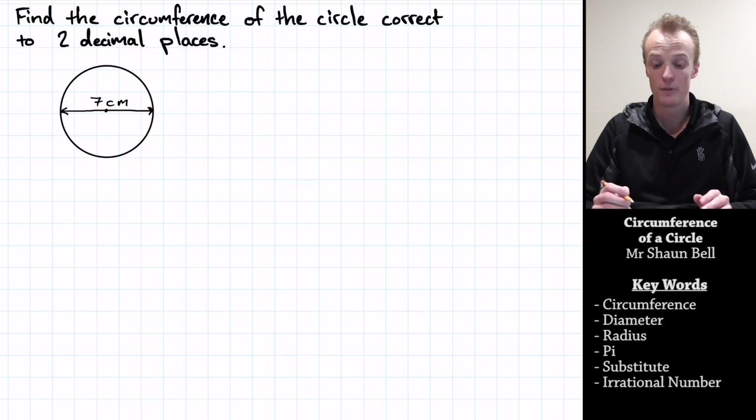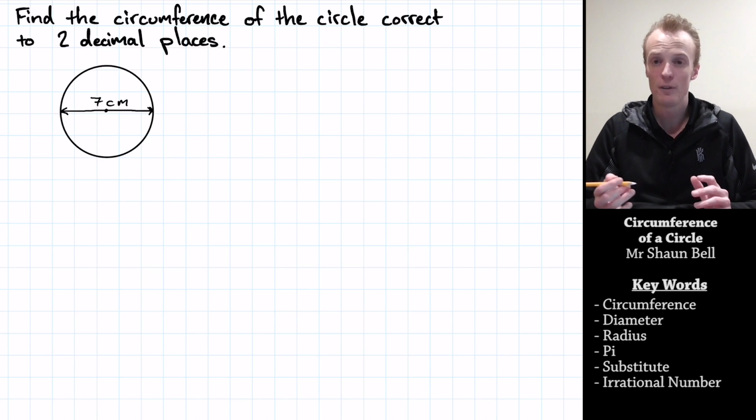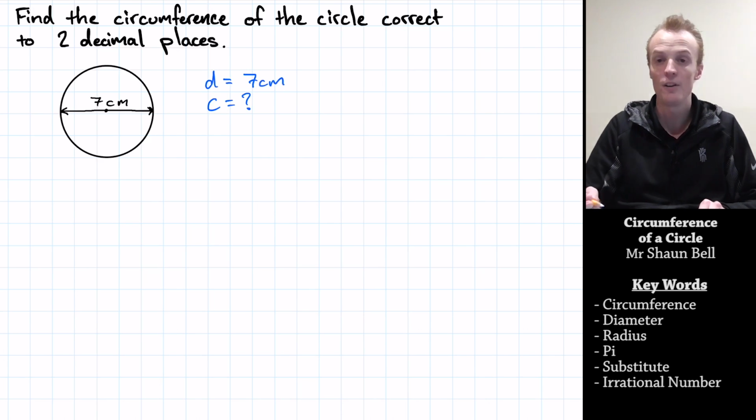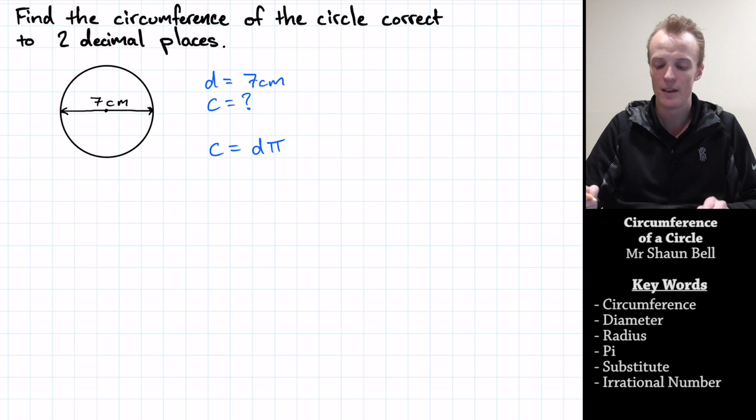Now I've been asked in this problem to find the circumference of the circle in front of me to 2 decimal places. Now whenever I'm given a problem like this, I first like to identify what information I've been given. Now in the diagram here, I've been given the diameter, which I'm going to use as d, equals 7 centimetres. And the question's asked me to find the circumference of the circle, so I don't know the circumference. So what I do is I look at my circumference formulas and I choose the circumference formula that has our diameter in it. So that's C equals d times pi.